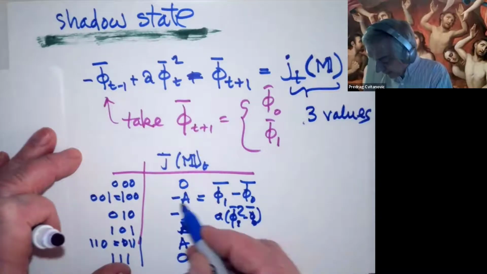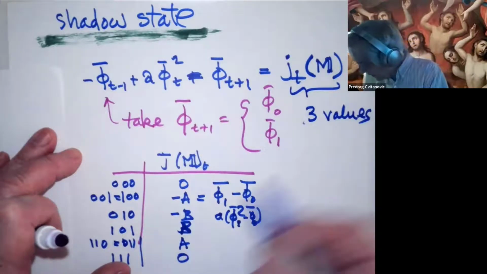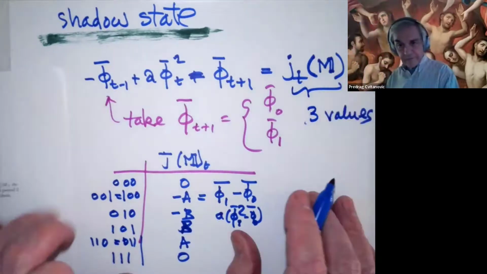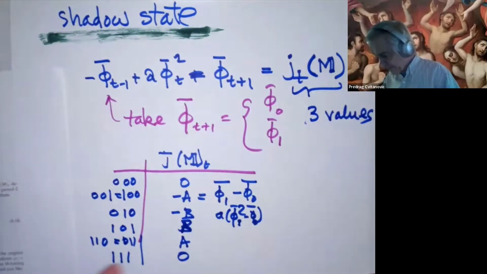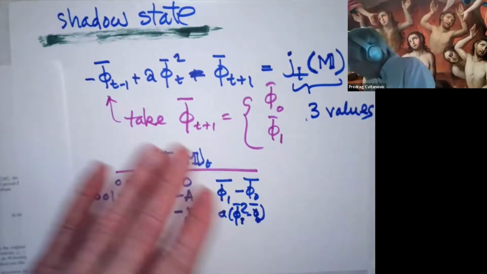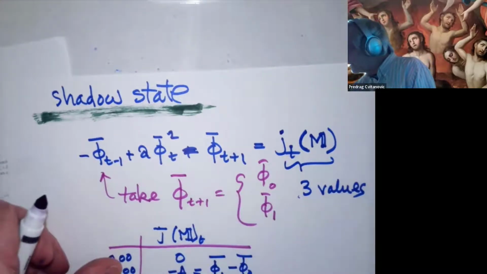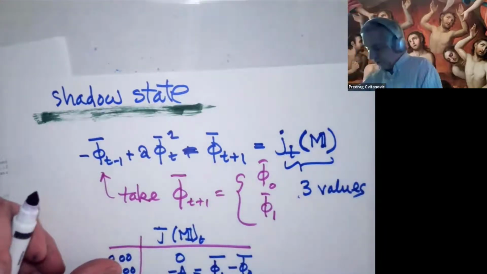0 or A or B, or you can count them as 5 values, but there is very little computation you have to do to find what the violations are. Now what I do is I will now subtract the 2 equations. So subtract the shadow state equation from the true equation.